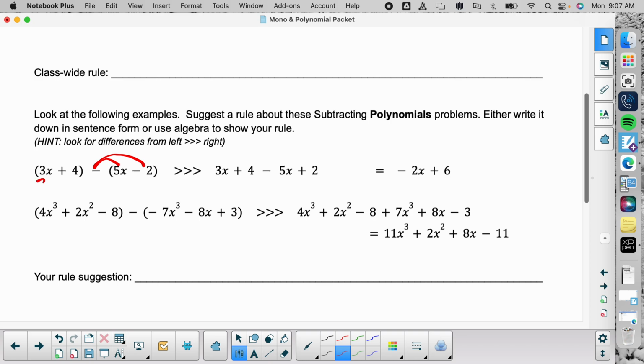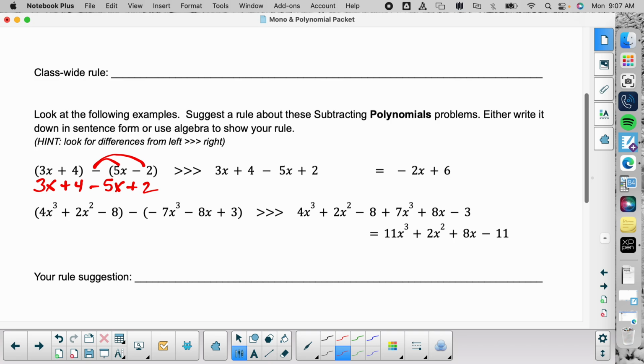So we're going to rewrite the problem, and I actually don't care if you rewrite it or not. I think most people just rewrite it so that they don't get confused. So 3x plus 4, and now this is going to be minus 5x. And then this minus sign gets put on minus 2, so it changes it to plus 2. So you're just going to apply that minus sign to everything on the inside. And then these become addition problems, because now they're the exact same things we just did.